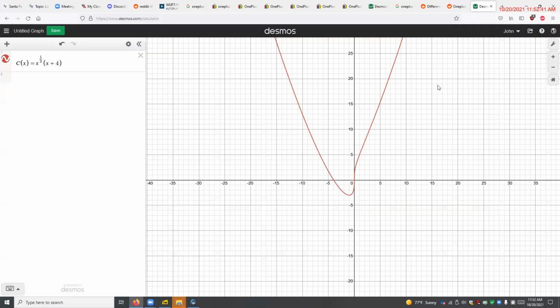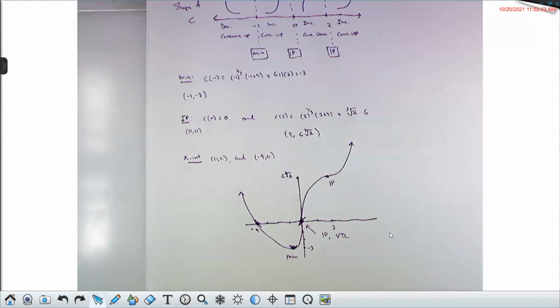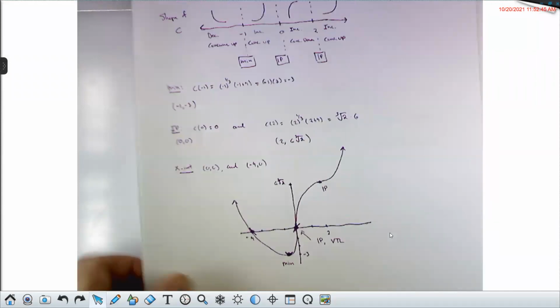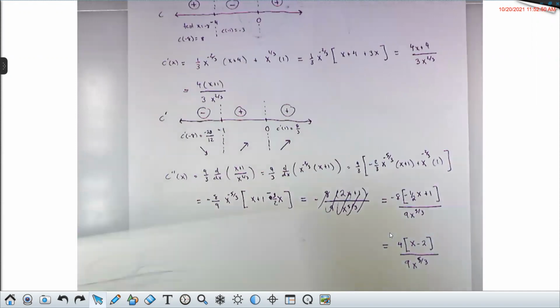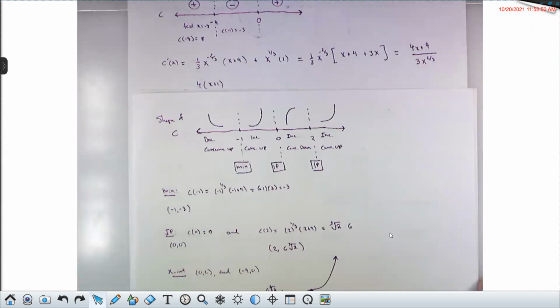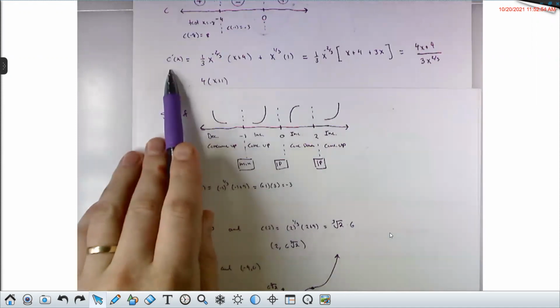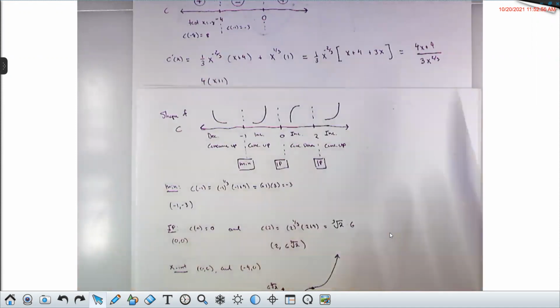How did you know there was a vertical tangent line? Good question. So vertical tangent lines, if you think way back to when we were just learning our derivative rules, vertical tangent lines are places where the first derivative blows up to infinity.